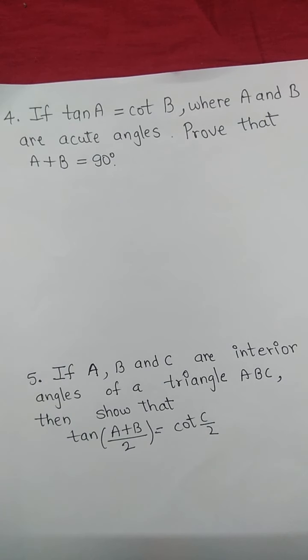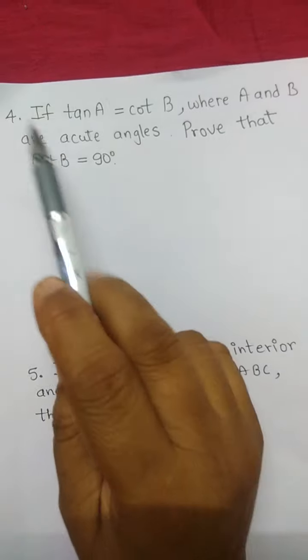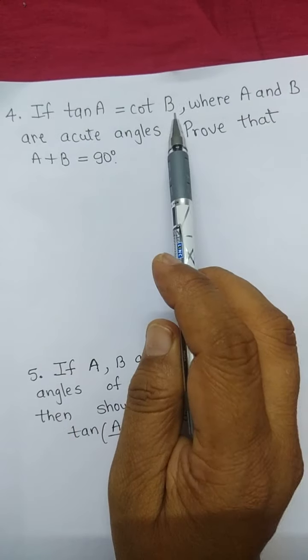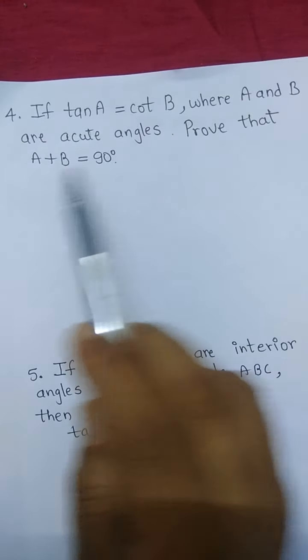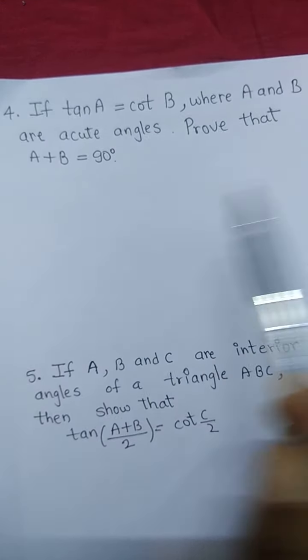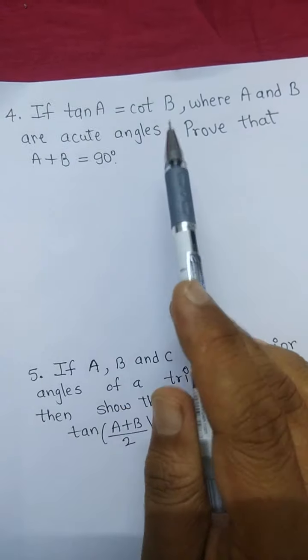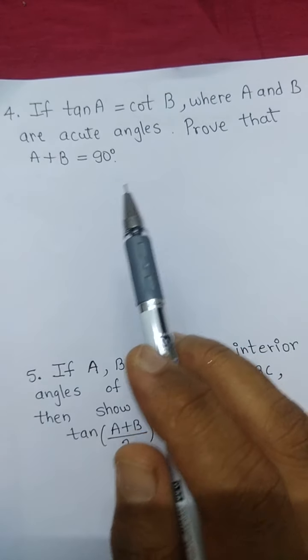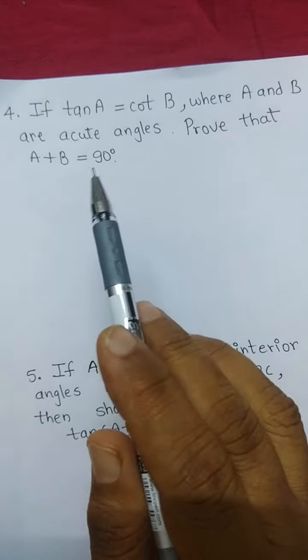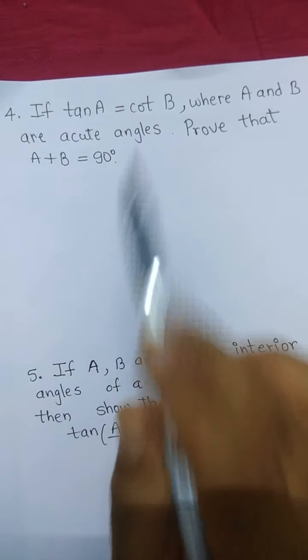Now let us solve the next one. If tan A equals cot B, where A and B are acute angles, prove that A plus B equals 90 degree. We have to prove that A plus B equals 90 degree. Again, you have to solve like the previous problem. Okay. So, which statement is given? Tan A equals cot B is given.